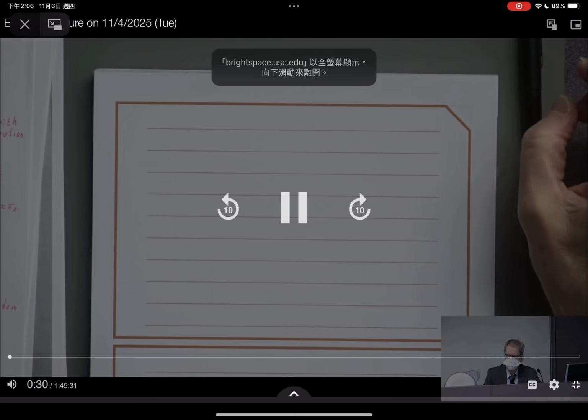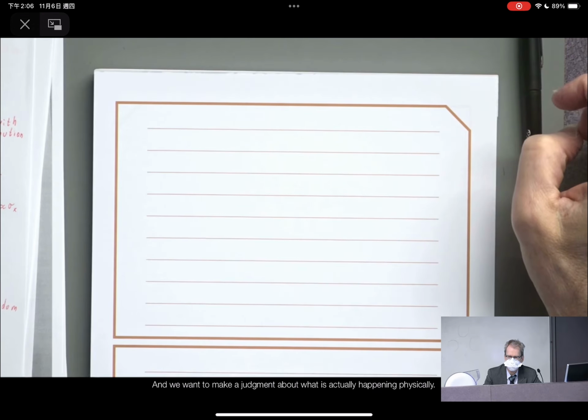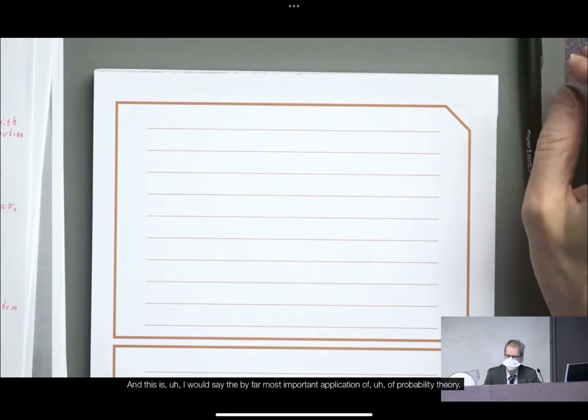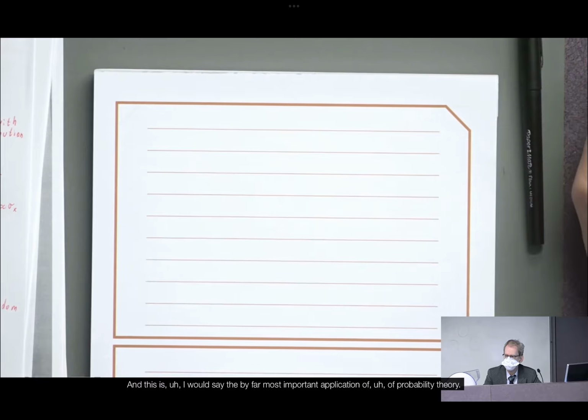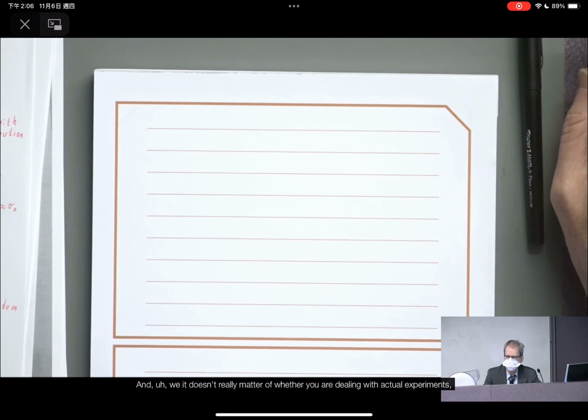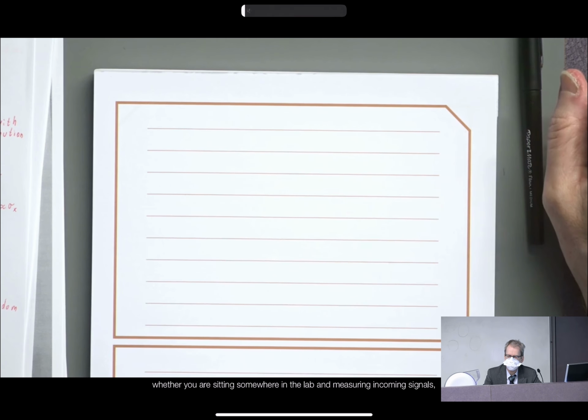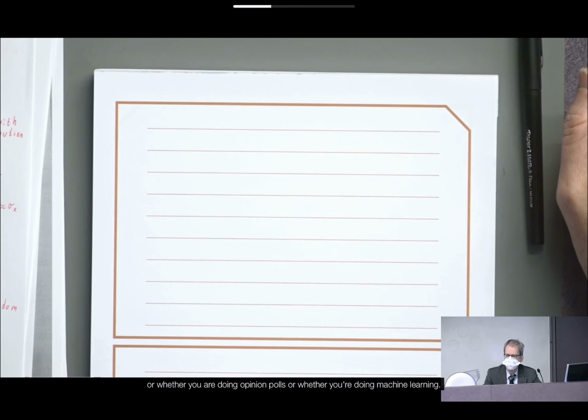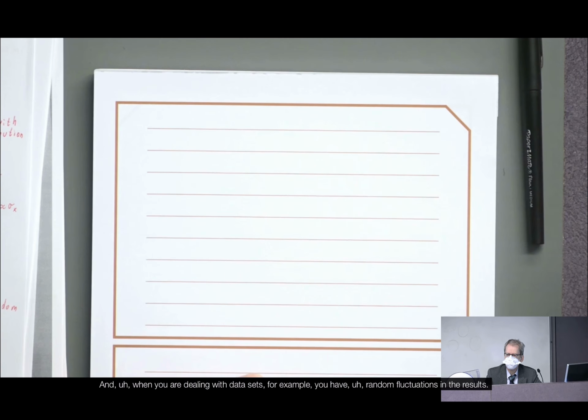Conditions, and we want to make a judgment about what is actually happening physically. And this is, I would say, by far the most important application of probability theory. It doesn't really matter whether you are dealing with actual experiments, whether you are sitting somewhere in the lab measuring incoming radar signals, or doing opinion polls, or doing machine learning. When you are dealing with data sets, for example, you have random fluctuations in the results.